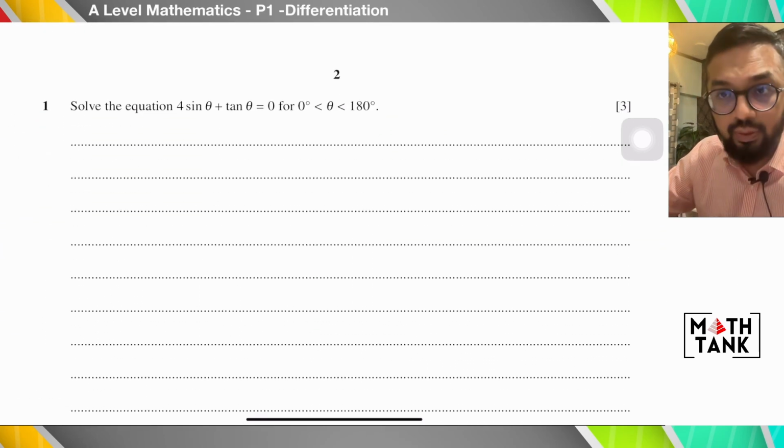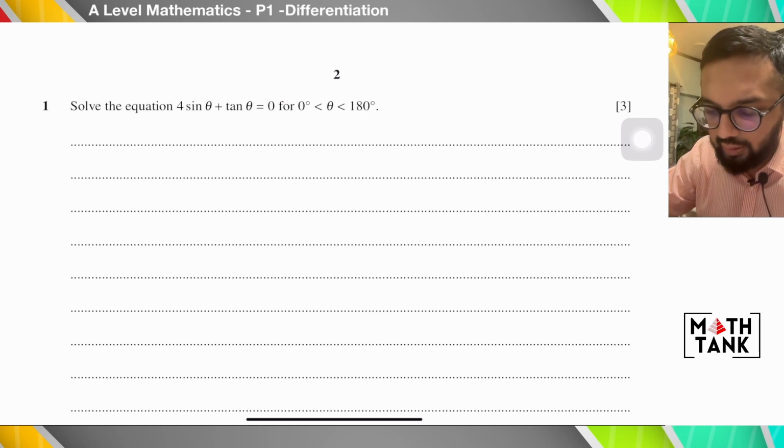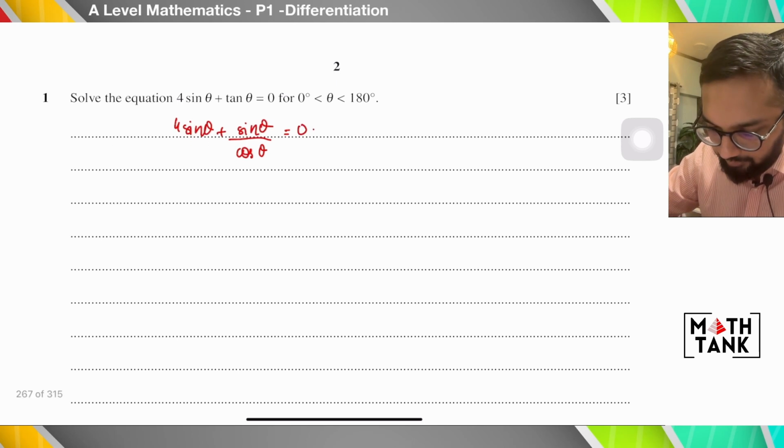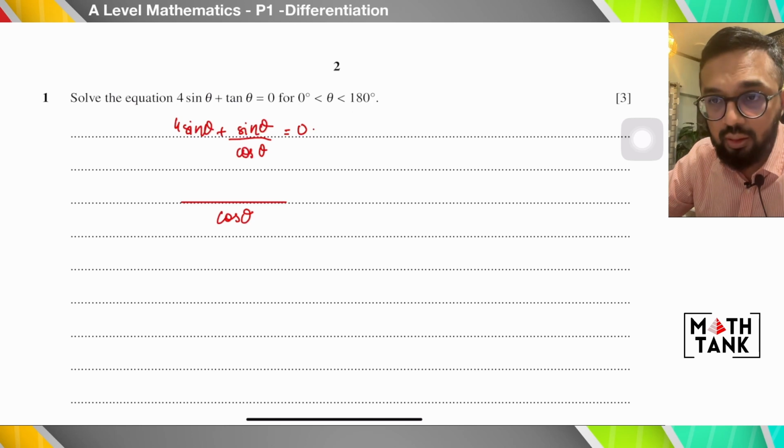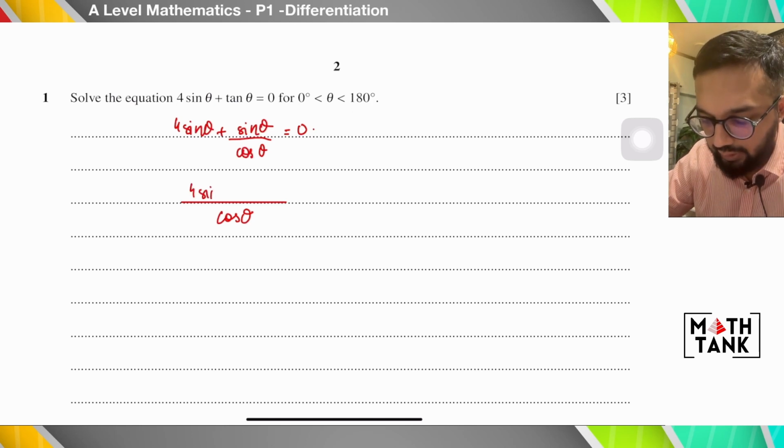Question number 1 says solve the equation. This is a trigonometry question. I think that's relatively simple. So I put in my identity for sine theta plus sine theta over cos theta equals 0. And then I can take a common denominator. So I have cos theta in the denominator, and I have 4 sine theta cos theta plus sine theta equals 0.